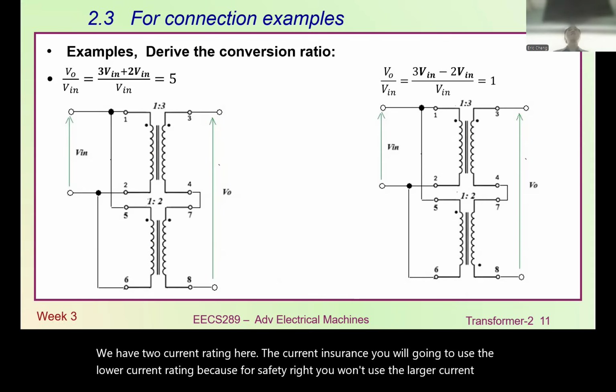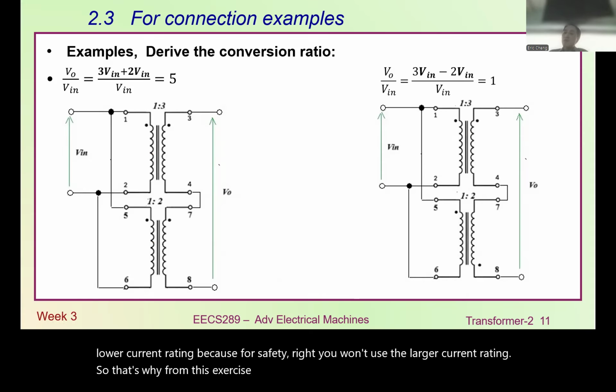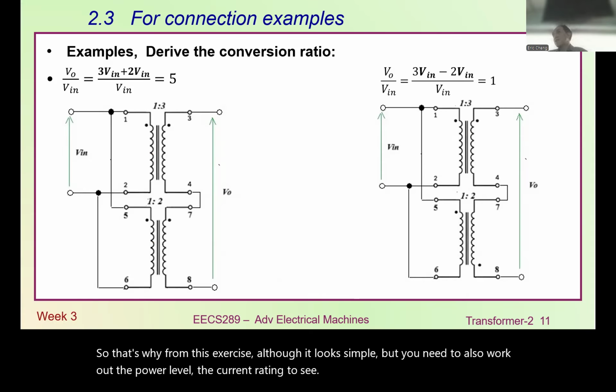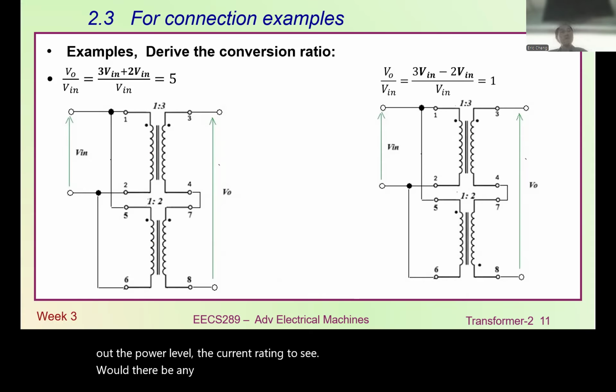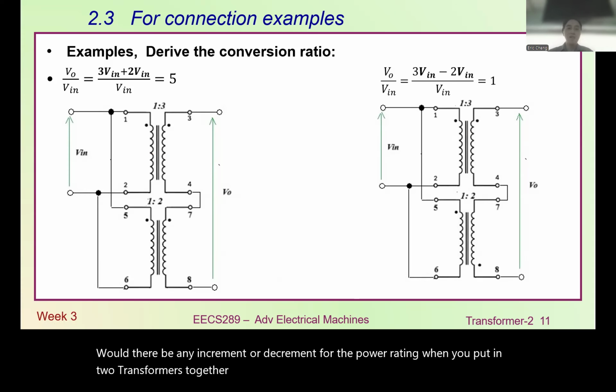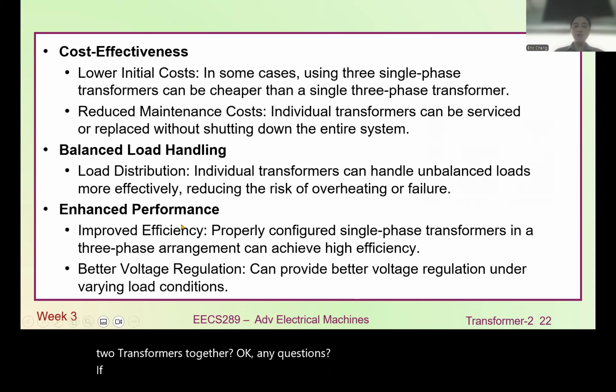So that's why from this exercise, although it looks simple, you need to also work out the power level and the current rating to see would there be any increment or decrement for the power rating when you put two transformers together. Okay, any questions? If not, then we finish this chapter.